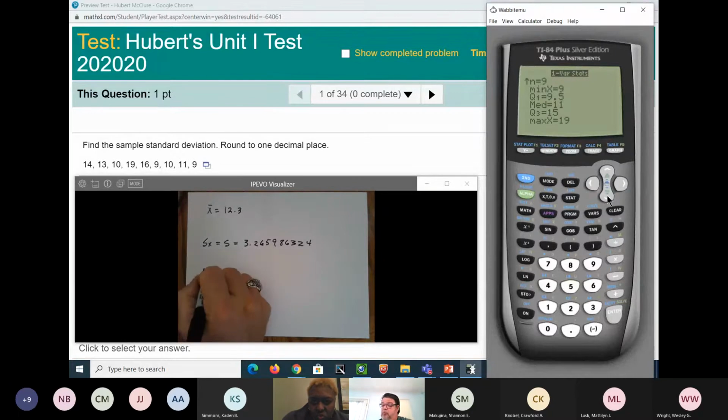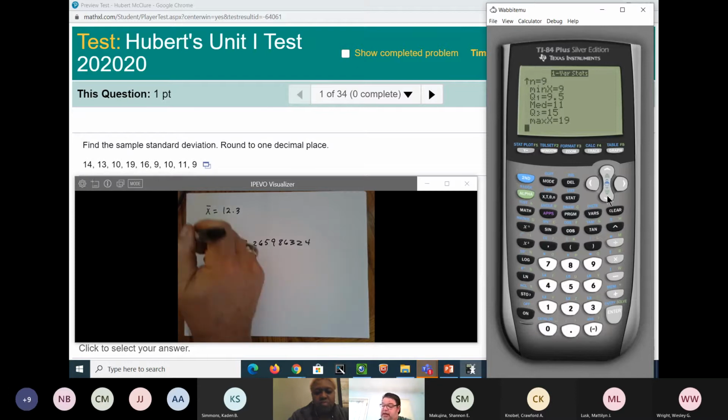Min is 9. The first quartile is 9.5. The median, that's another thing that it gives you, which is the second quartile, is 11. And the third quartile is 15. And the max is 19.